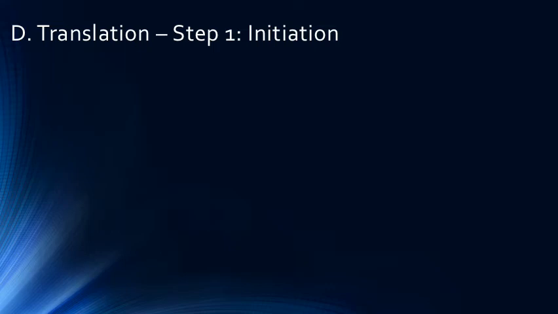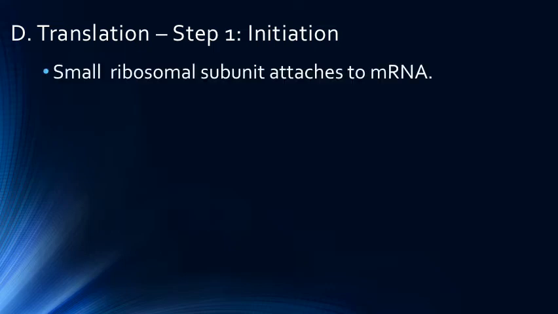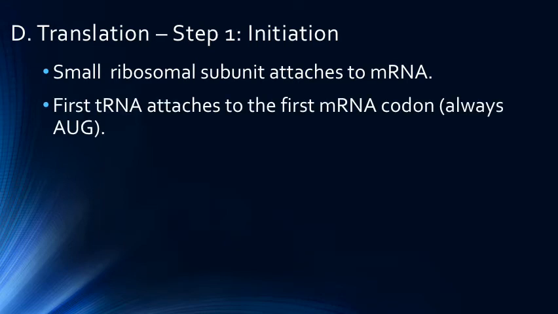So again, we're talking about translation, and the first step is initiation. The small ribosomal subunit attaches to messenger RNA. First, the transfer RNA attaches to the first messenger RNA codon. Now that first codon of messenger RNA, every protein that's made always starts with AUG. That's the codon that starts a new protein.